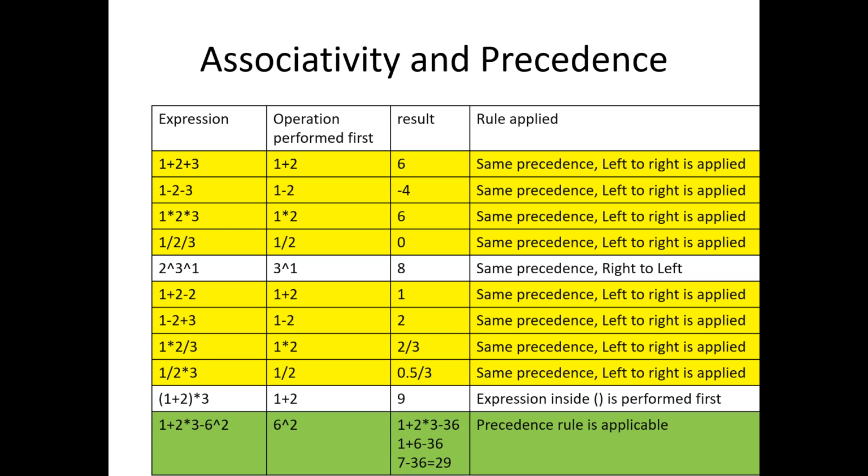In the third example, I'm multiplying three numbers. The leftmost multiplication is done first. The result is multiplied with the third operand. Like before, the associativity is left to right. In the fourth example, using the division operation, 1 by 2 is performed first, which is the leftmost division. That result is divided by 3, which is the next one. So here again, precedence is the same. The associativity is left to right.